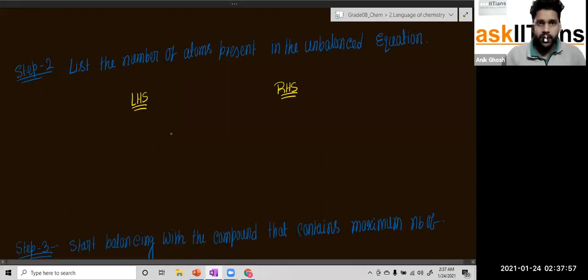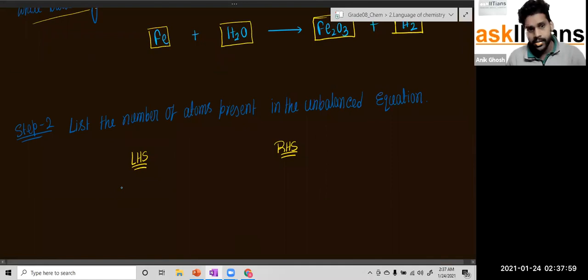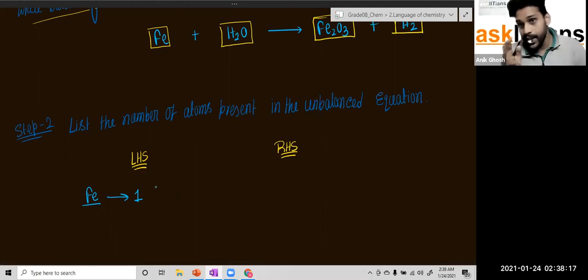So how many irons are there? I would start with iron only. How many irons are there on the left side? On the left side, you can see there is only one iron, isn't it? And on the right side, how many irons are there? There are two. We are talking about the atoms. So on the left side, there is only one iron atom, but on the right side, there are two iron atoms, isn't it?